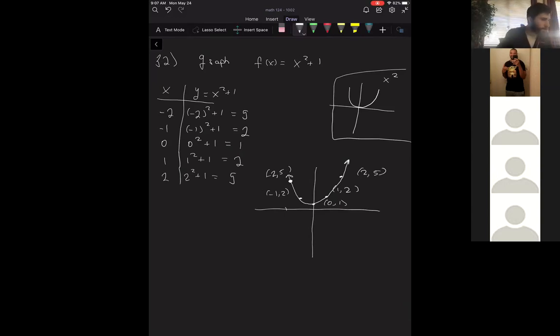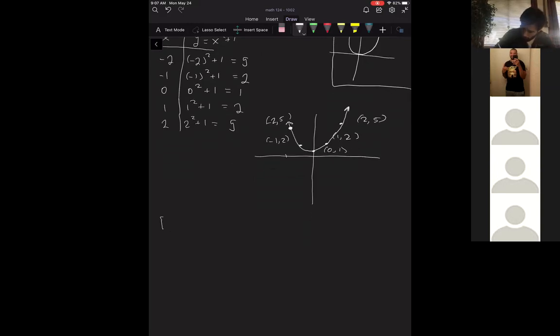So this next bit of questions, 35, finding the domain of a function. This is what's important from this section. So the domain of a function.